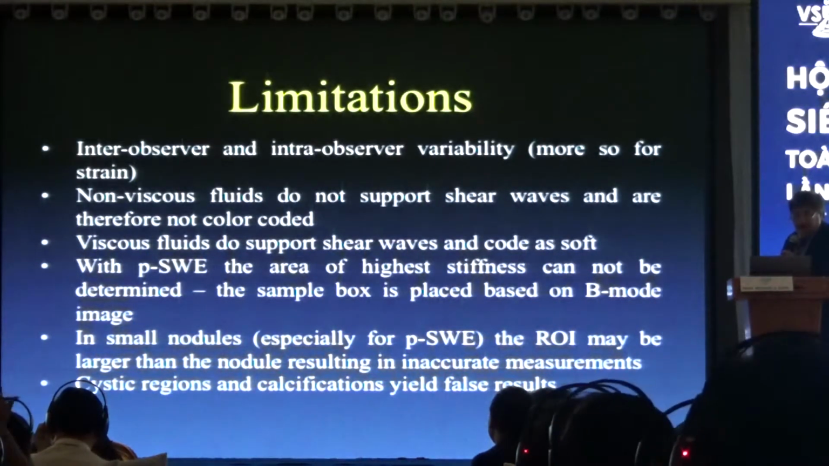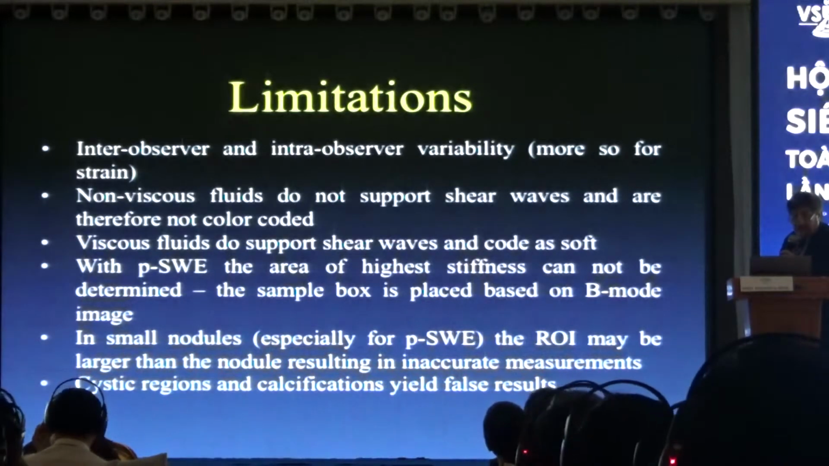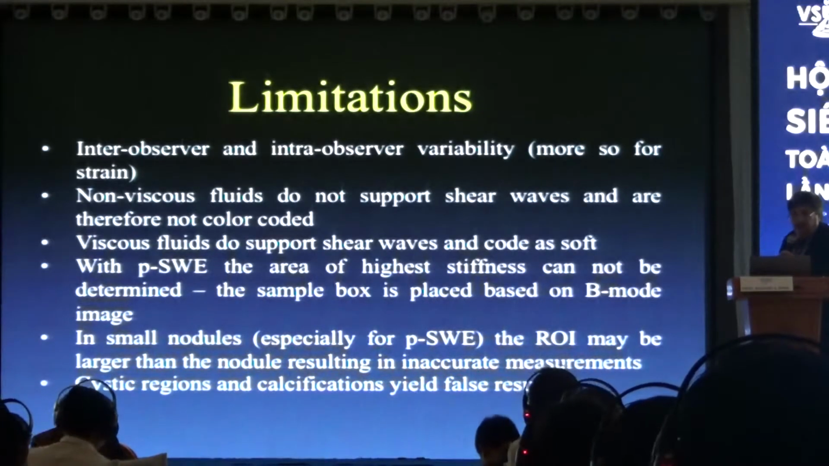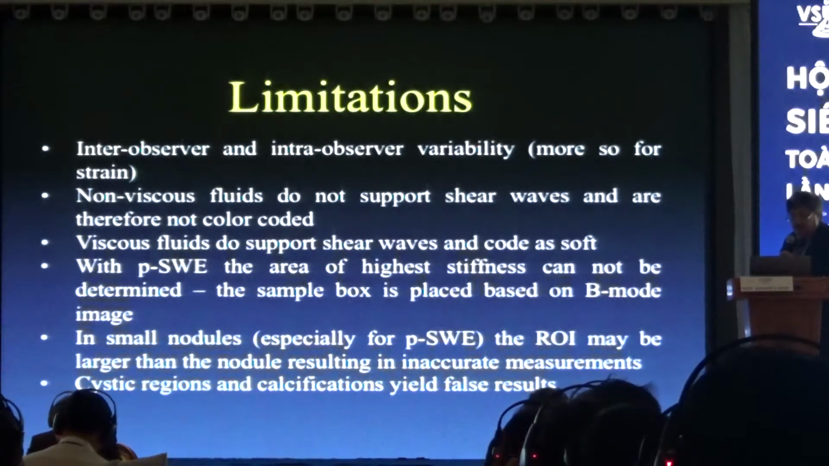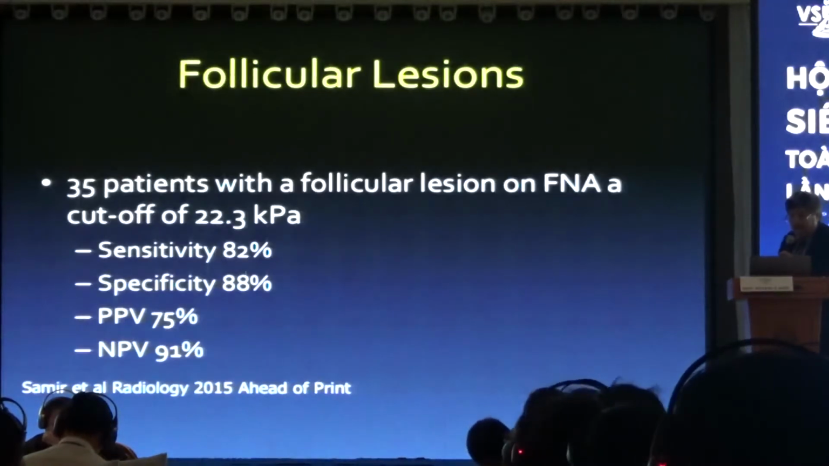So again, limitations: inter-observer and intra-observer variability is very great in this. Non-viscous fluids do not support shear waves and are therefore not color-coded, so it's very hard to analyze cystic thyroid masses. With point shear wave, the area of the highest stiffness cannot be determined, so we don't want to use that. We always want to use 2D, so we know where to put our box. In small nodules, we may have an ROI problem, that you can't make the ROI small enough for the lesion. And again, cystic regions and calcifications can yield false results.